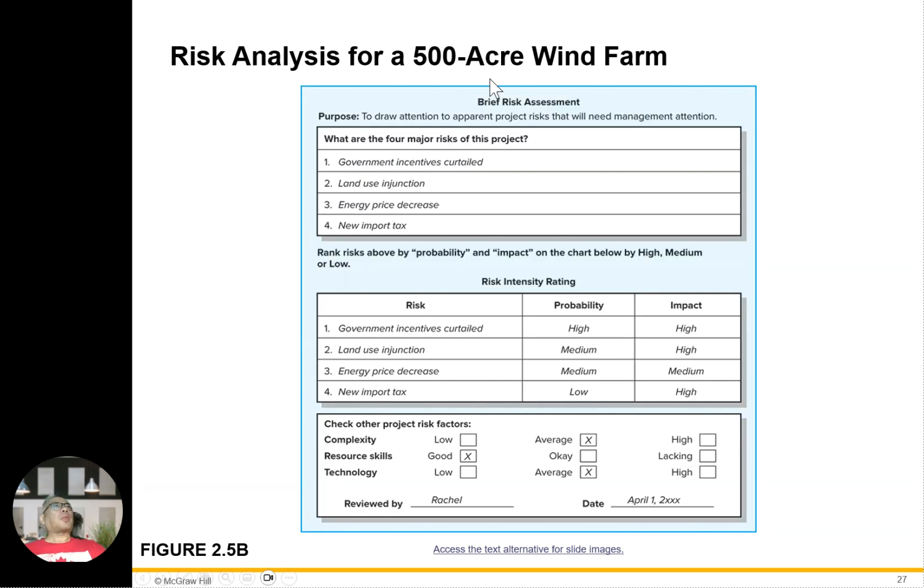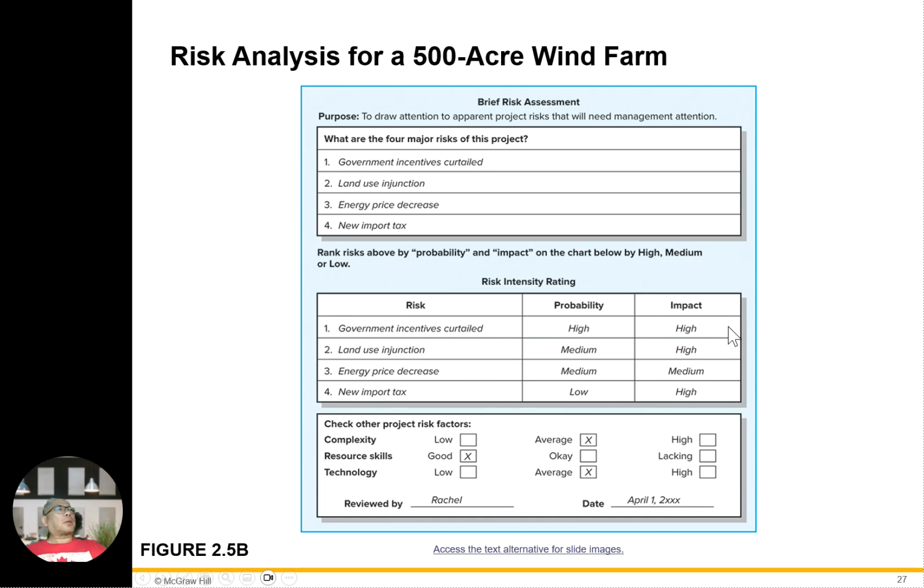Okay. There's another project: risk analysis for a 500-acre wind farm. The purpose is to draw attention to apparent project risks that will need management attention. What are the four major risks? Government incentive, land use injunctions, energy price decrease, as well as new import tax. Rank them on the project impact chart below: high, medium, or low. Government incentive curtail, high. Land use injunctions, medium. Energy price decrease, medium. New import tax will be low.